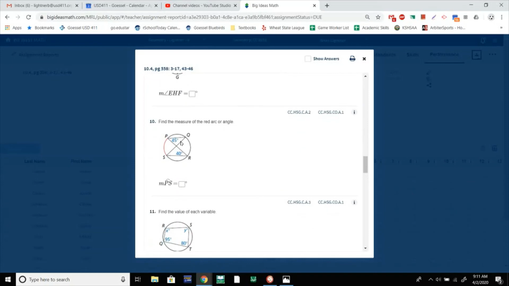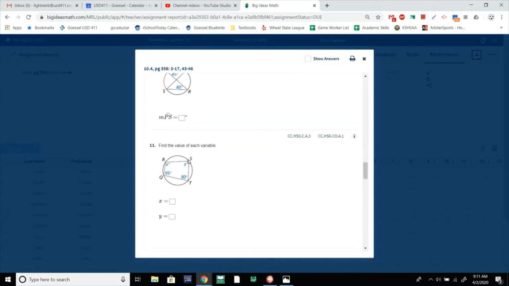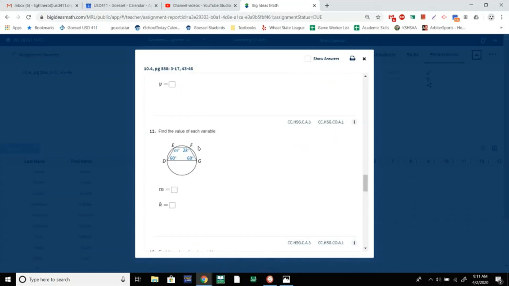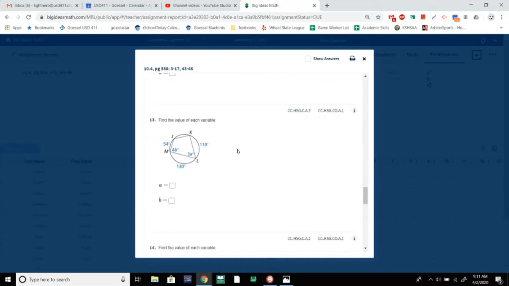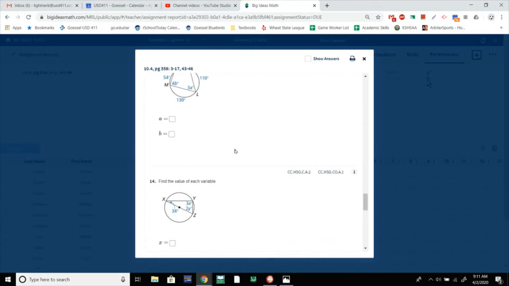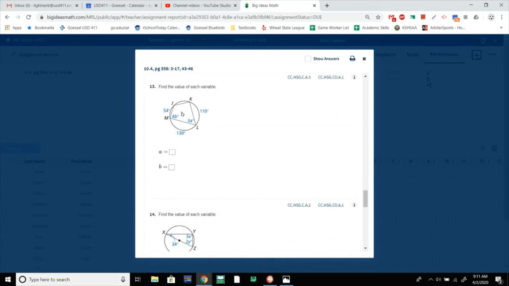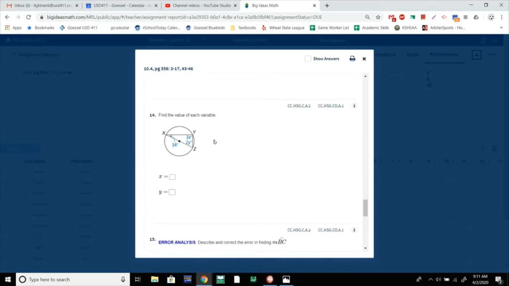Okay, kind of the same thing going on here. Okay, there's your inscribed angle. This is the inscribed quadrilateral theorem. So like angle MJK, that's an inscribed angle. It's going to be half of these two added together. So you may have to find these two angles using the arcs.